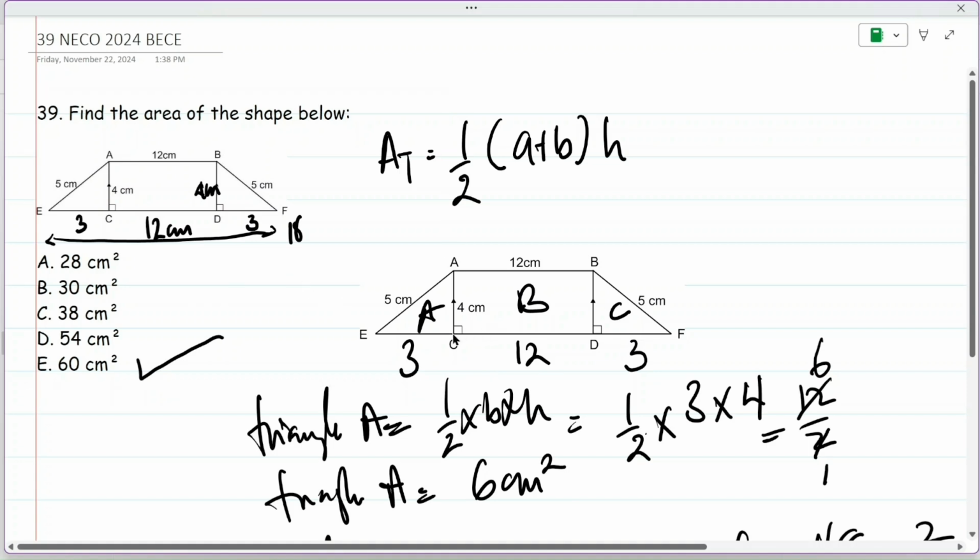There will be cases where you don't have a regular plane shape. In such cases, you can apply this formula where you find the area of shape A, area of shape B, and area of shape C, and add them all together and get your final answer.